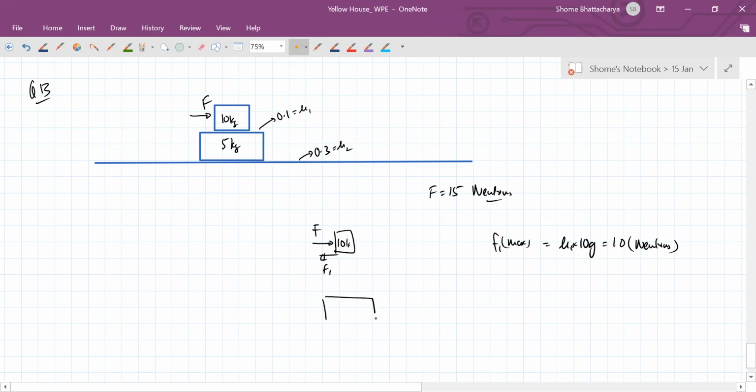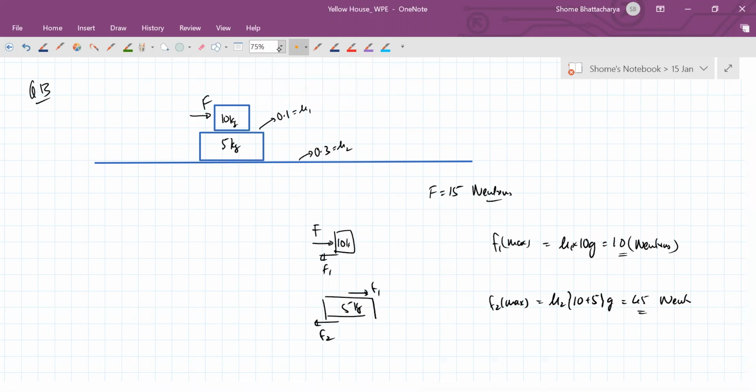And now on the 5 kg block, we will see that this friction will act like this. There's some friction from the ground which is possible. Now F2's maximum value will be mu2 into the combined weight. So that's 150 newtons into 0.3. So that's 45 newtons. Now you can see that F1's maximum possible value is only 10, whereas this one's maximum possible value is 45. So that means the 5 kg block can never move.